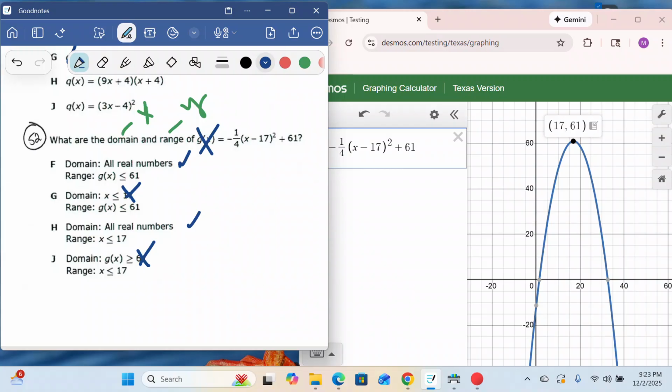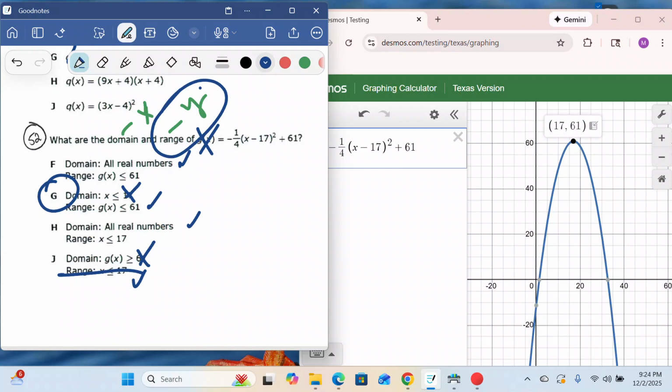Now the range one. We're going to look at 61, and we're looking at range being the y. If you look at the vertex, it's a maximum 17, 61. So is it g of x is less than or equal to 61? Or is it x is less than or equal to 17? Automatically, range is not an x. Range is a y. So this one is wrong. So by process of elimination, G is the correct answer.